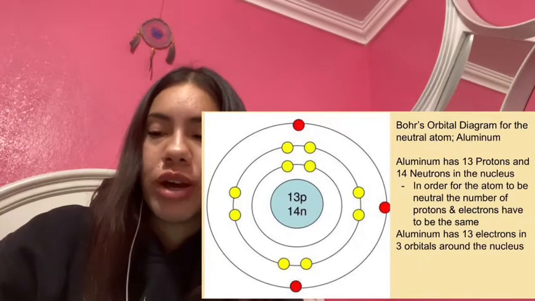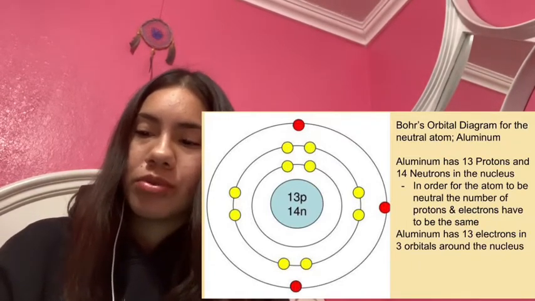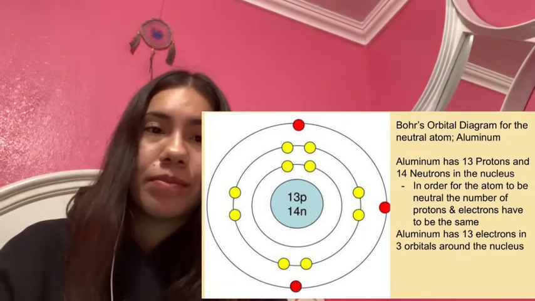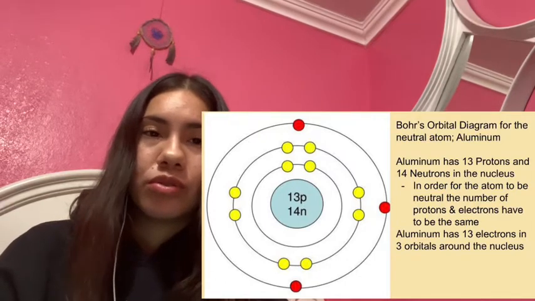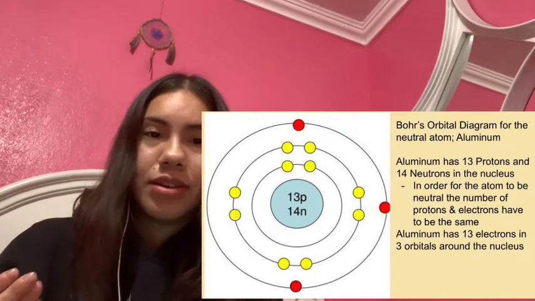Here we have Bohr's orbital diagram for the neutral atom aluminum. Aluminum has 13 protons and 14 neutrons in the nucleus. We see here the 13p and 14n in the middle in a blue circle, and that represents the nucleus. It has to be in the center.